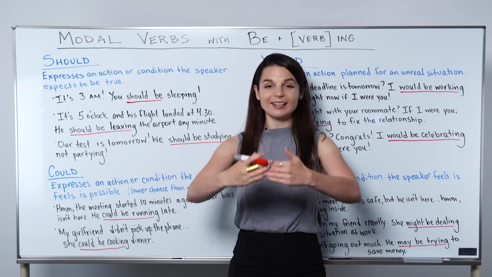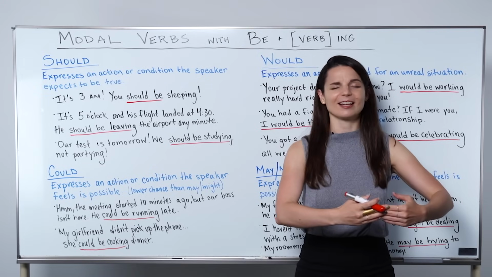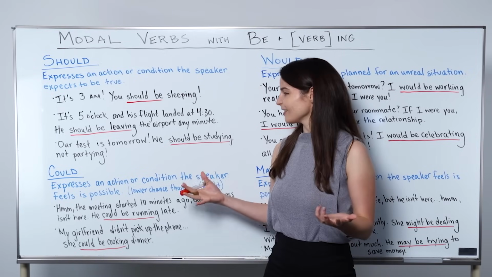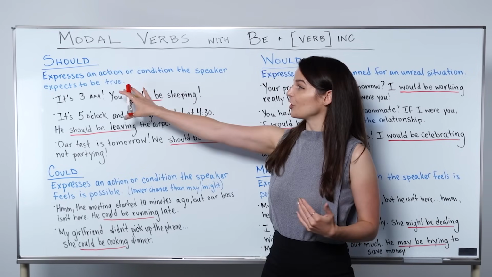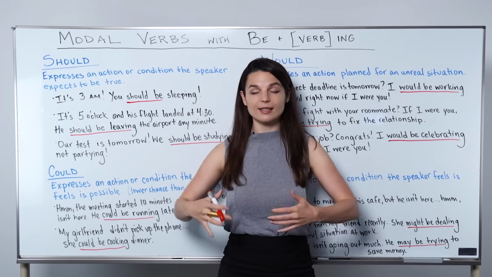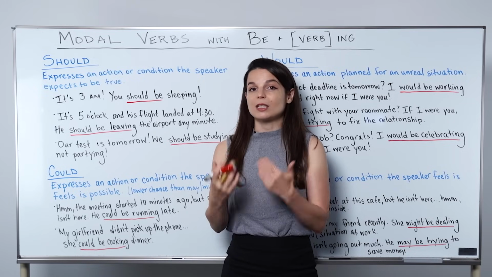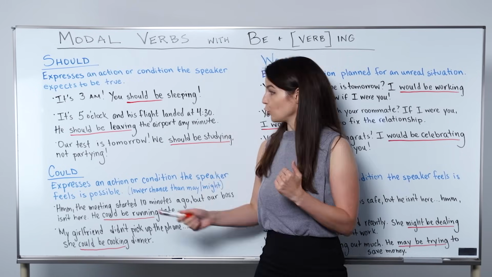We should be studying in this moment. But in this moment, we're partying, so that's not right. We express that with this kind of sentence. Our test is tomorrow. We should be studying, not partying. So we use should with this grammar pattern to express that expectation, some action or condition the speaker expects or desires to be true. Okay, let's compare this to could.